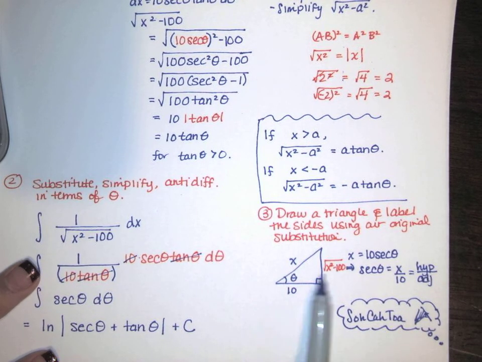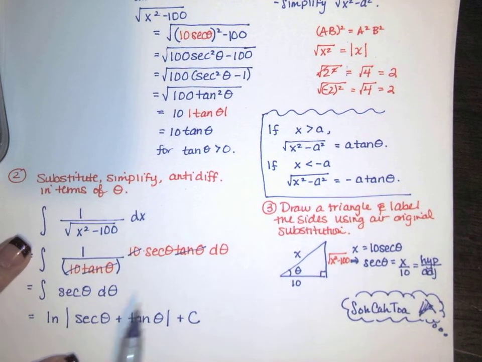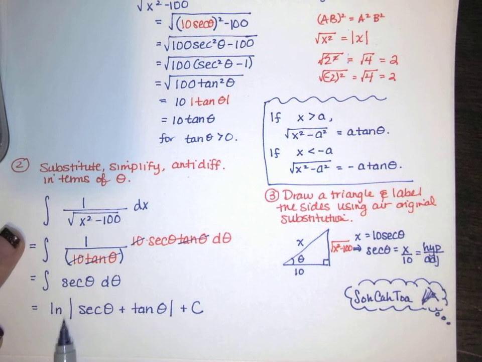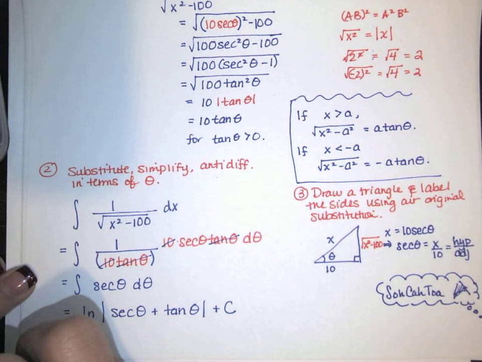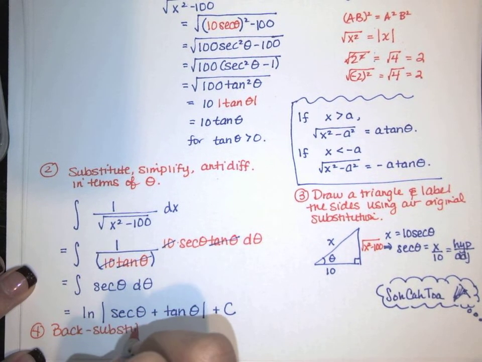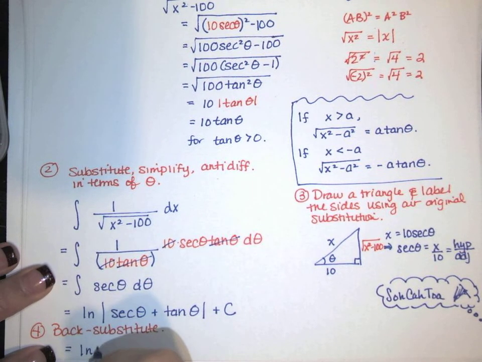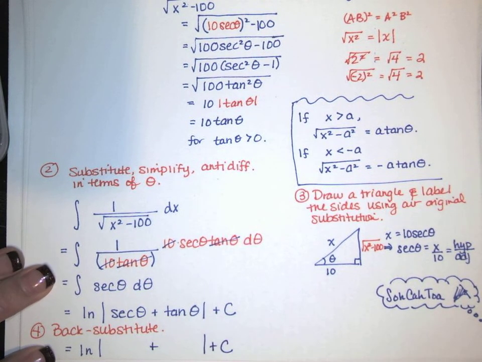Okay, so we drew this triangle. For what purpose? Remember, the purpose of drawing this triangle is to write our final answer, which is here, entirely in terms of x, not theta. Because theta was just something we made up so we could take the antiderivative. Now I'm trying to get back to x, so I'm going to back substitute. My answer is natural log of something plus something else plus c. And first is secant. Well, I already know secant is x over 10. So I'm going to plug that in.